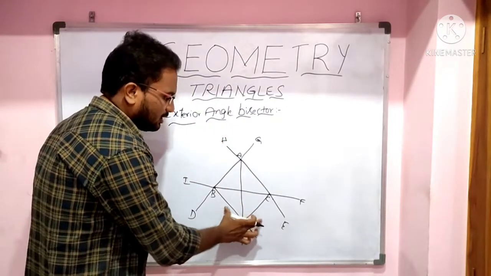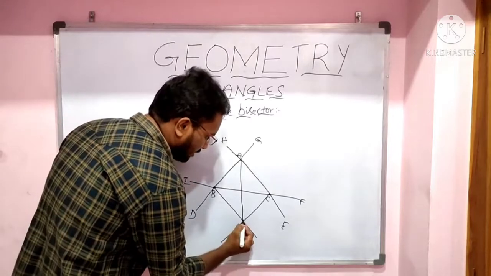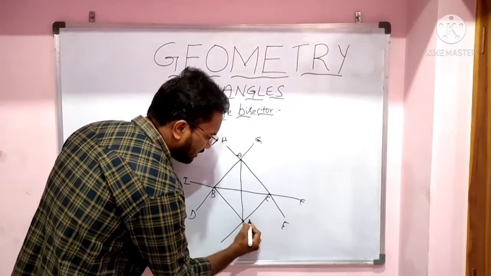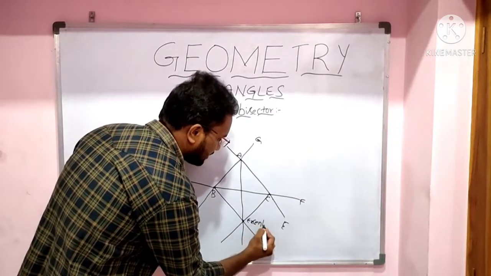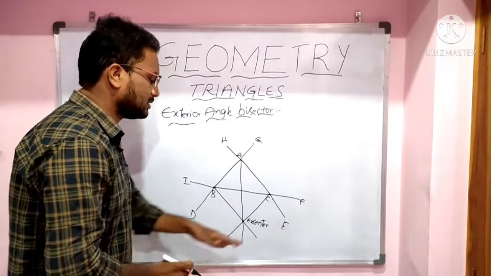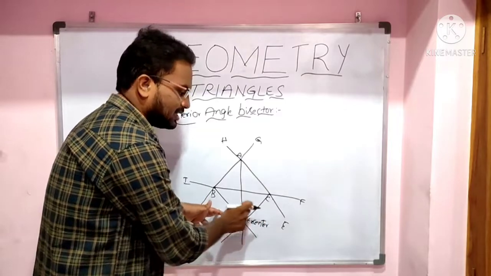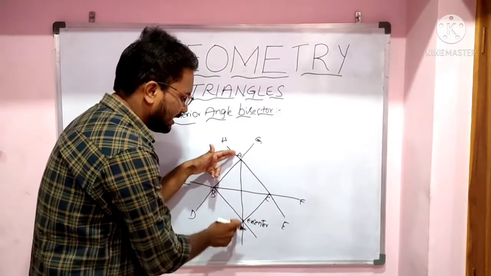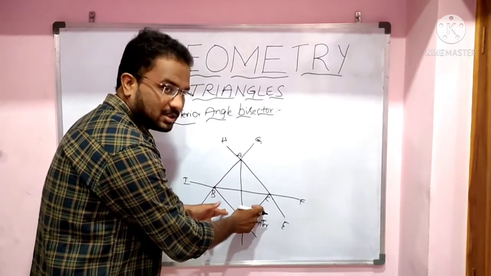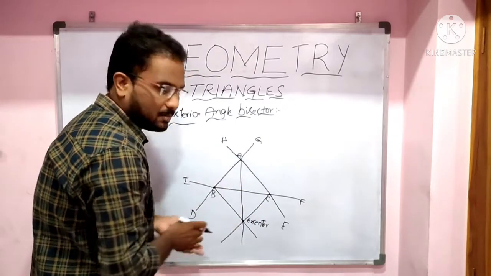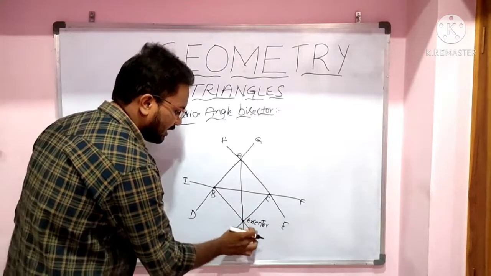So these are all concurrent. This meeting point is called excenter. Excenter means the meeting point of two exterior angle bisectors and one interior angle bisector. Okay, this is the excenter.